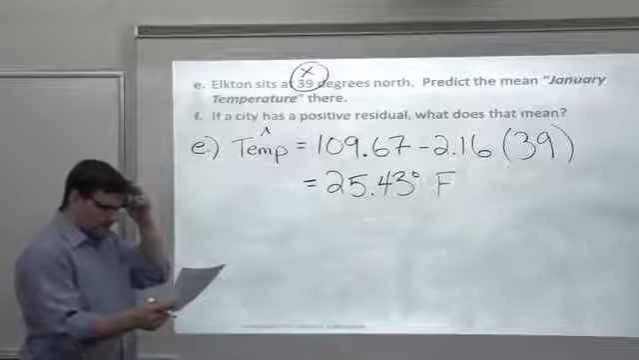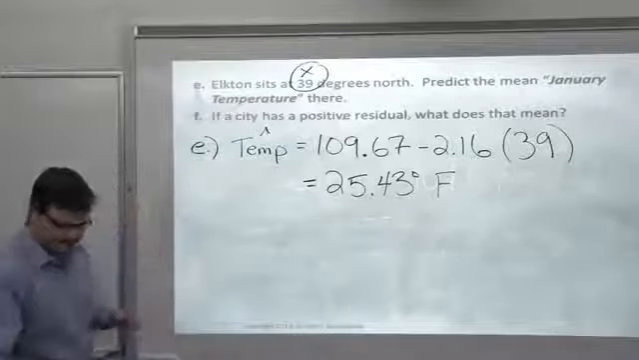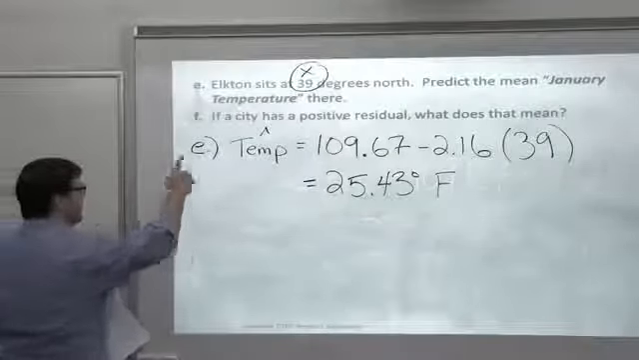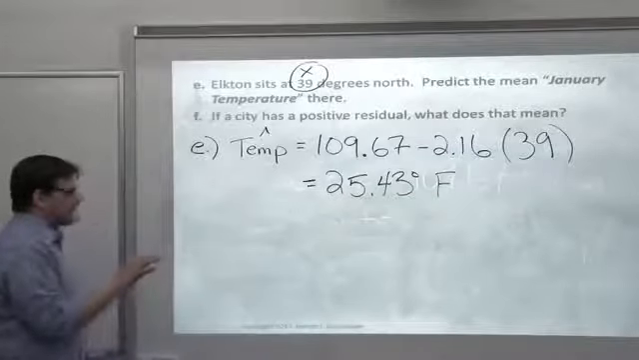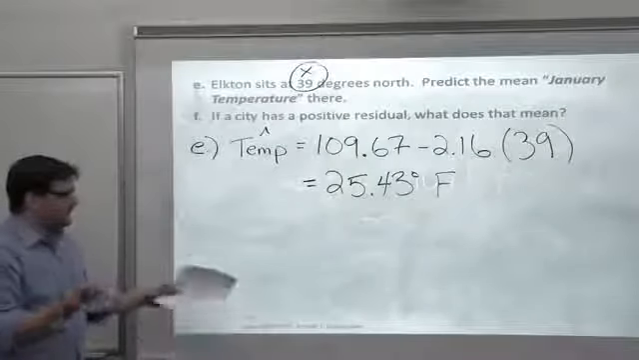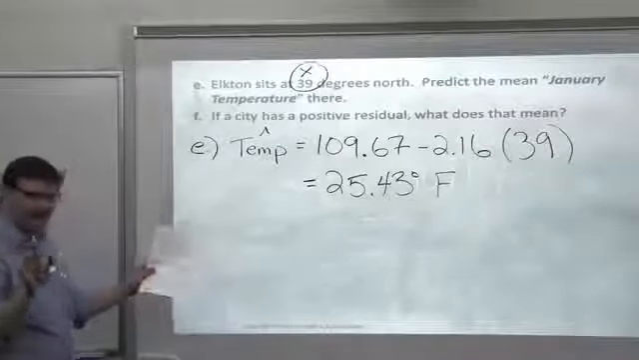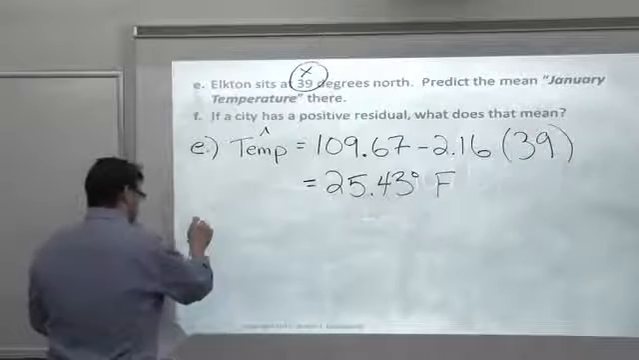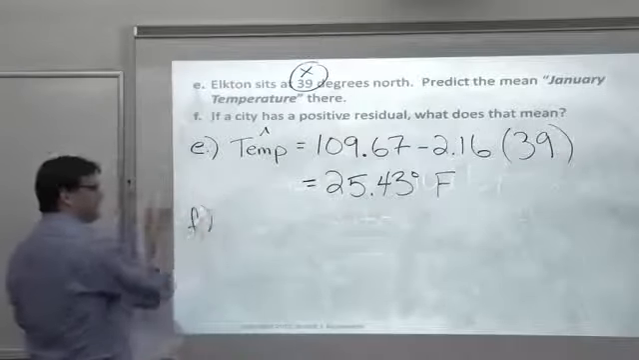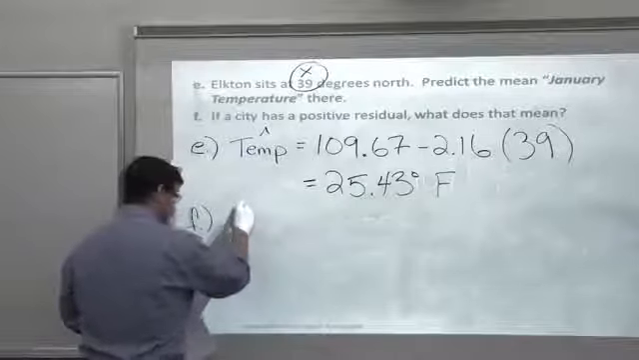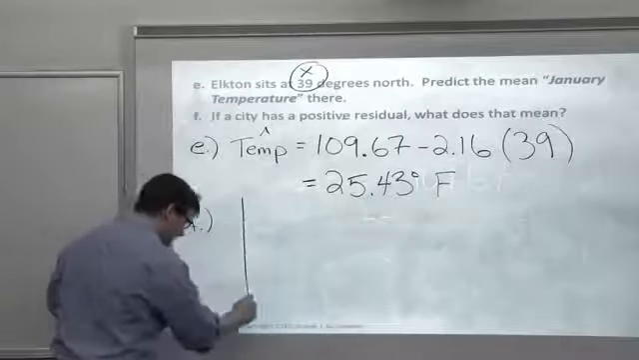All right. Part F then. If a city has a positive residual, a few videos ago we said this whole linear regression idea is based on the residuals. If a city has a positive residual, what does that mean? I'd like to draw a picture here.